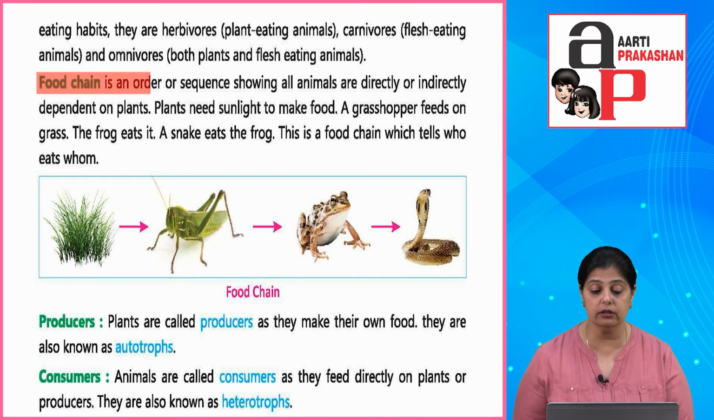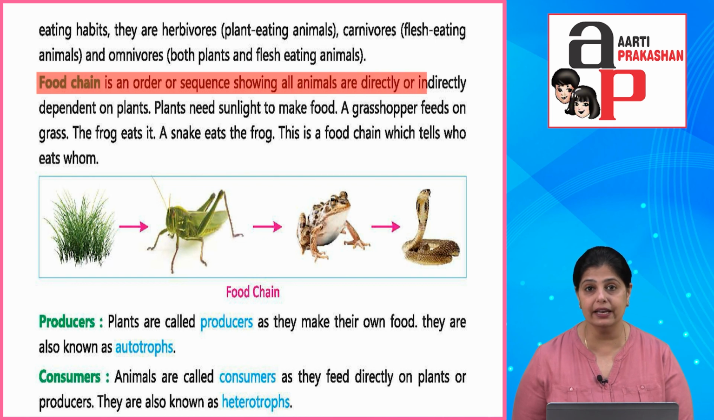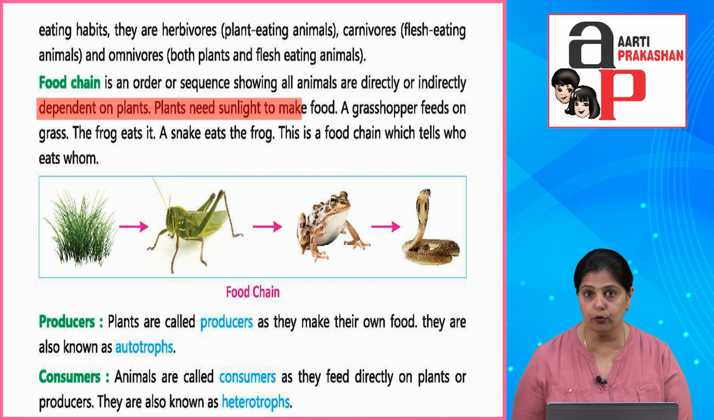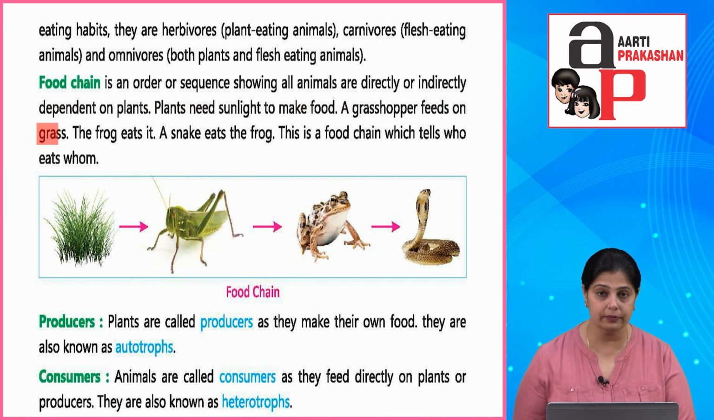Food chain is an order or sequence showing all animals are directly or indirectly dependent on plants. So plants need sunlight to make food. सबसे पहले तो सनलाइट मिलता है तभी तो प्लांट्स फूड बना लेते हैं. अब grasshopper feeds on grass. The frog eats it. Okay, grasshopper grass खाता है which is a plant.